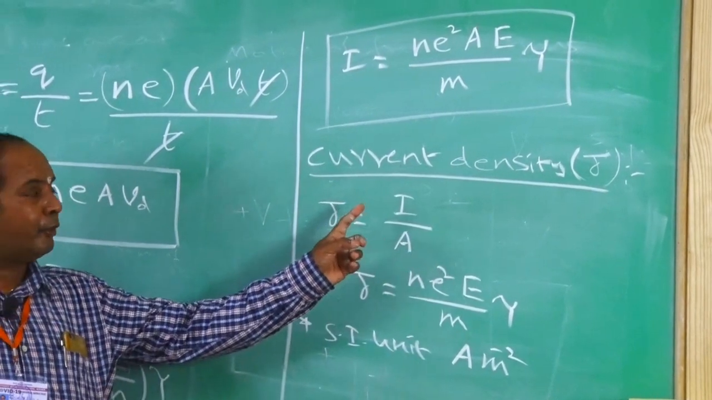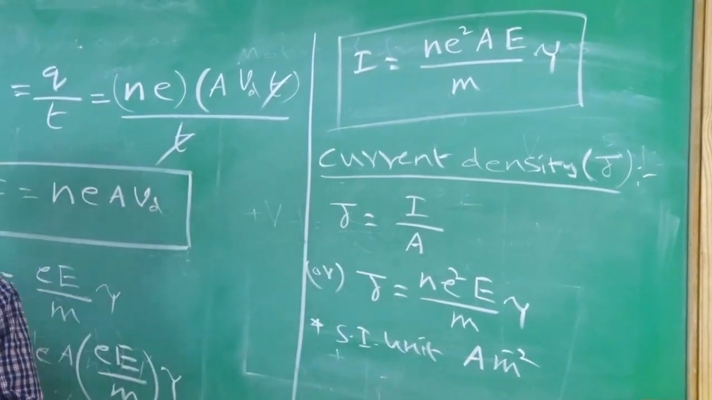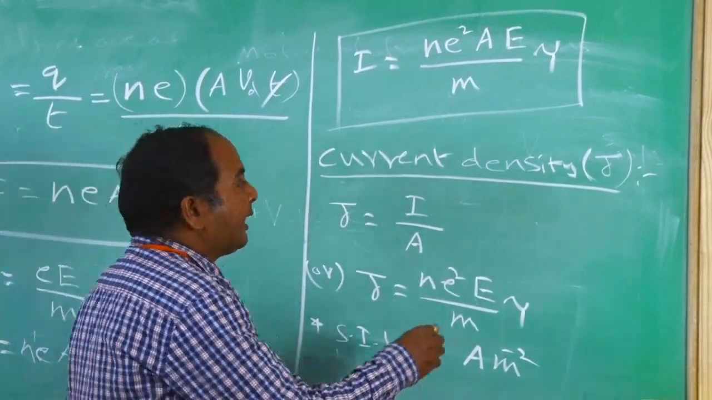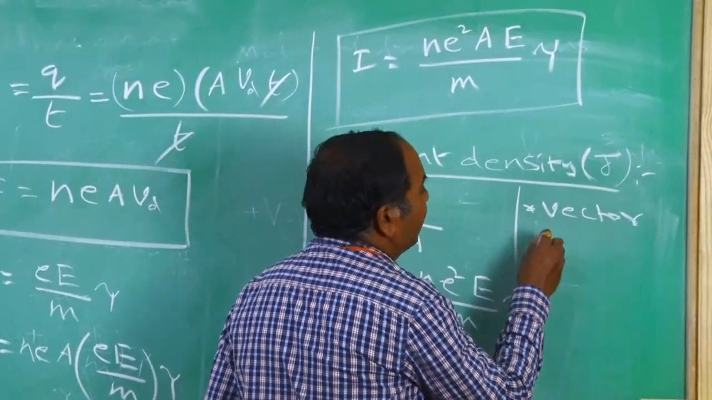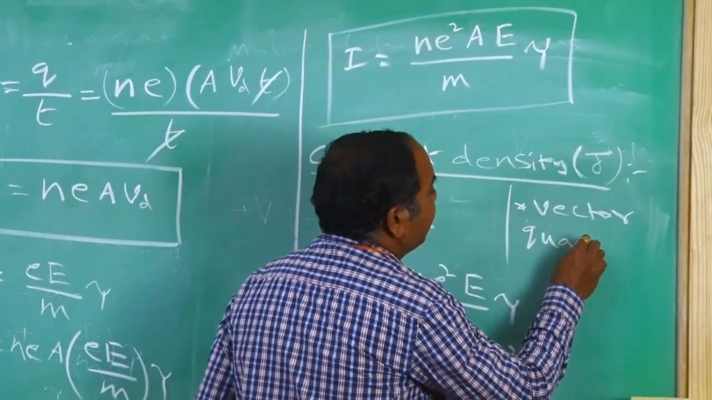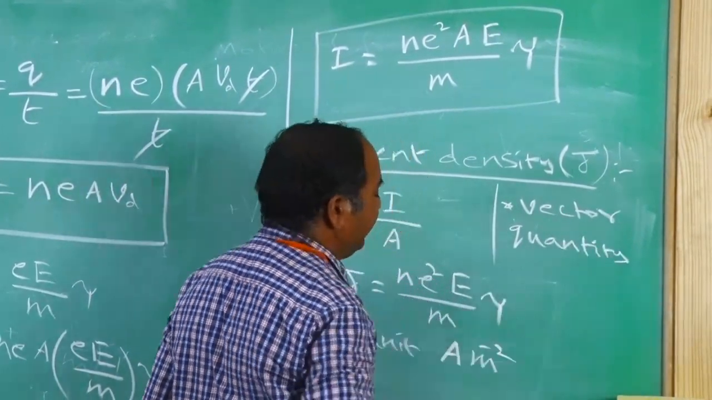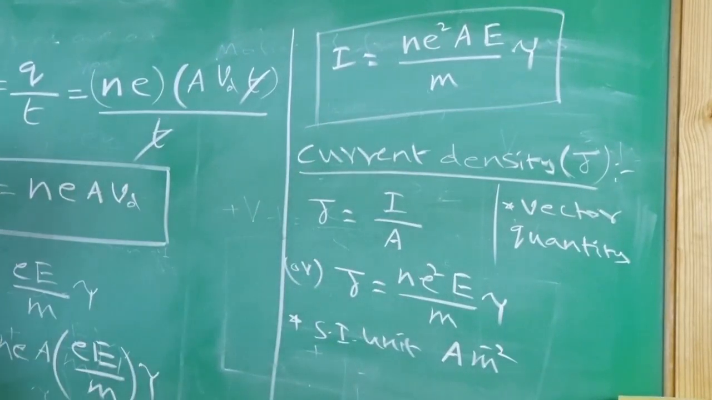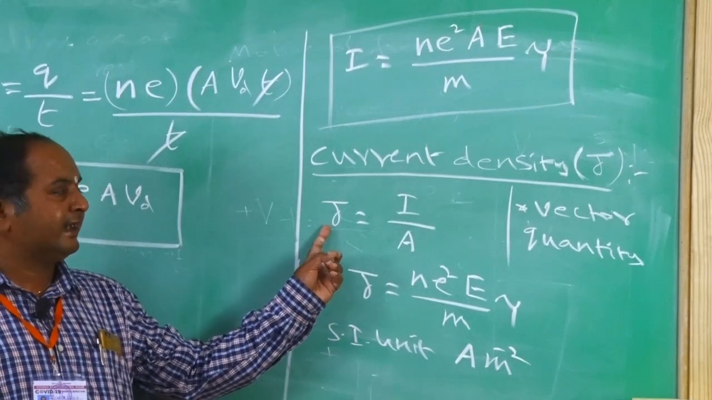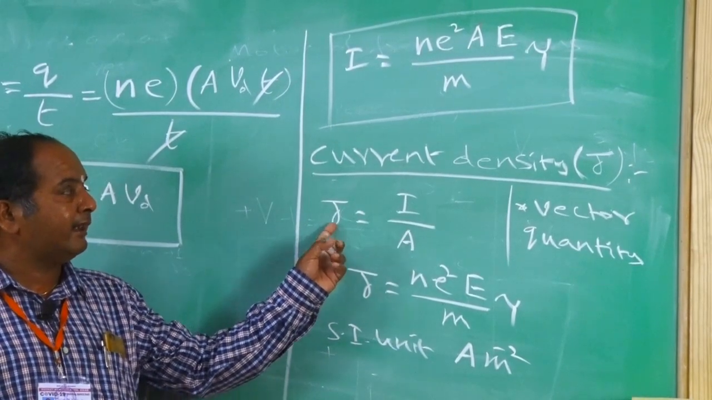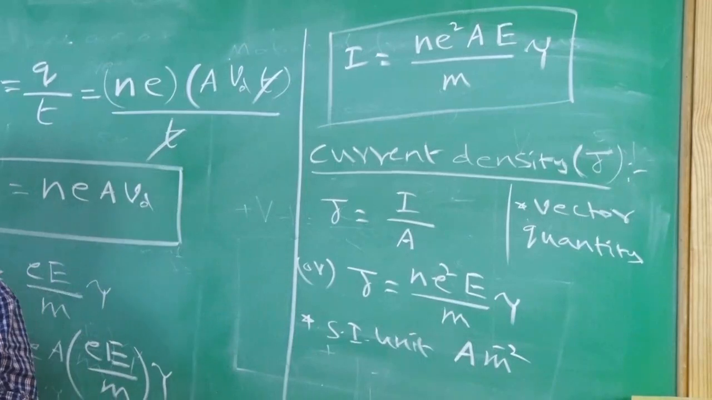Here you should remember, electric current is a scalar quantity, but current density is a vector quantity. Why is current density a vector quantity? Because the current density is calculated as current per unit area of cross section.